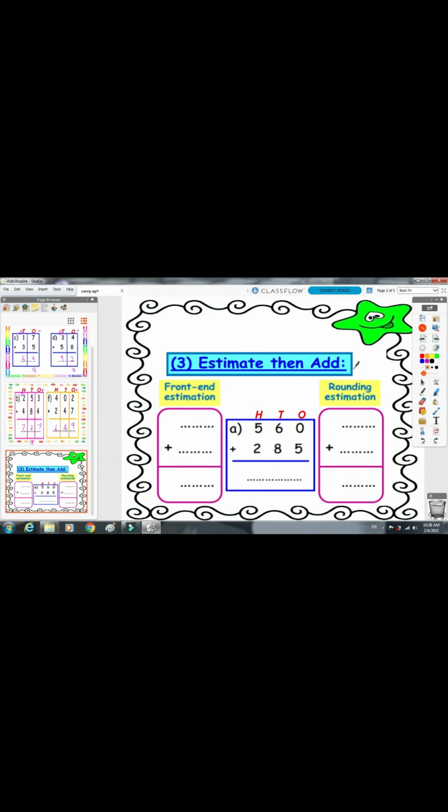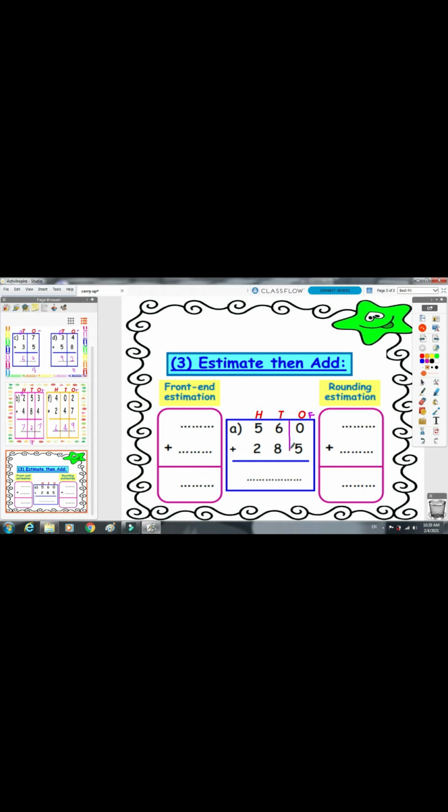Estimate, then add. Here I have 560 plus 285. I will add to get the actual sum. Then I will estimate using the two methods we learned, the front-end estimation and rounding estimation. First, I will add. Here I have 560 plus 285. So I will set the places first, starting from right, ones, tens, and 100.